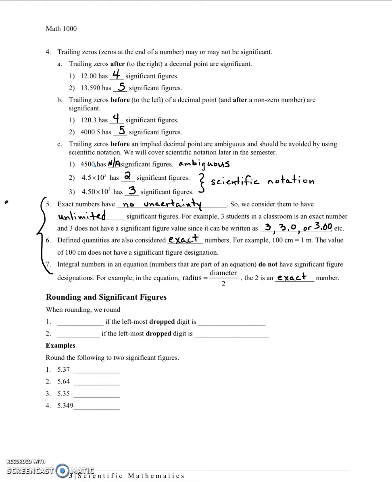Essentially, it's because exact numbers do not affect the number of significant figures when we do arithmetic.